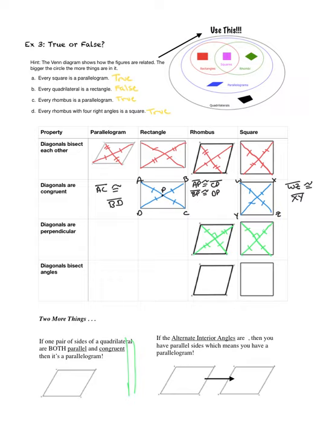So that means, this is A, B, C, D. That means AC is still congruent to BD. And we'll make that Q. And AQ is congruent to CQ.